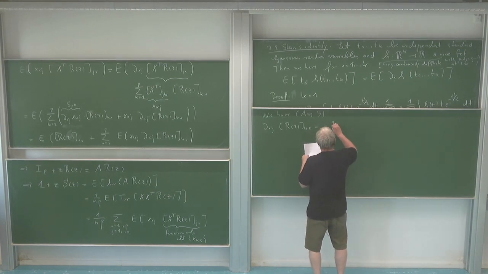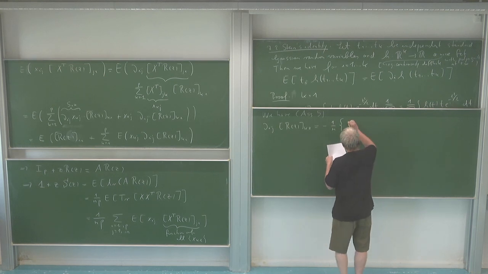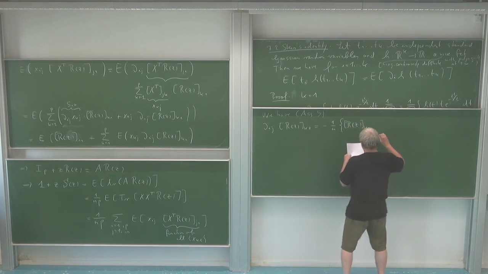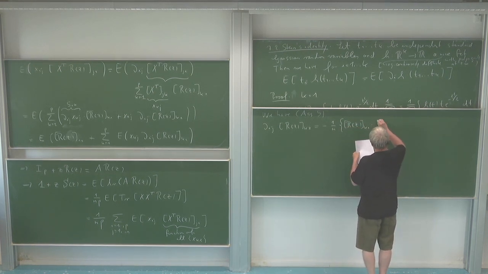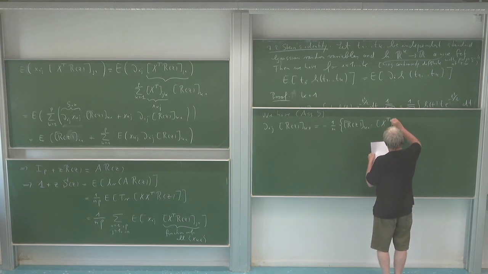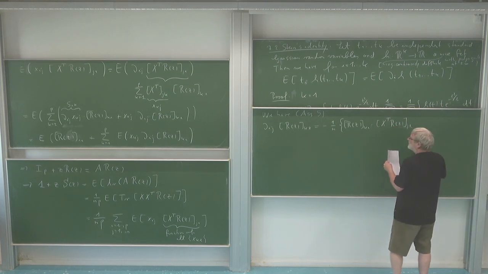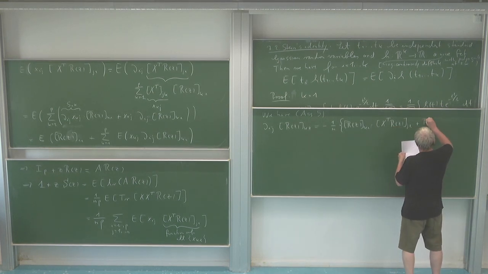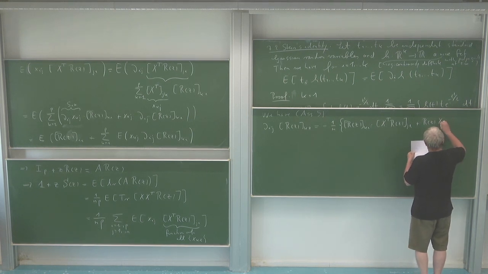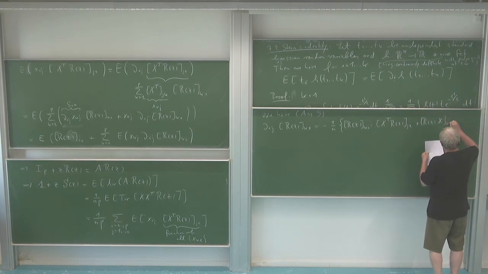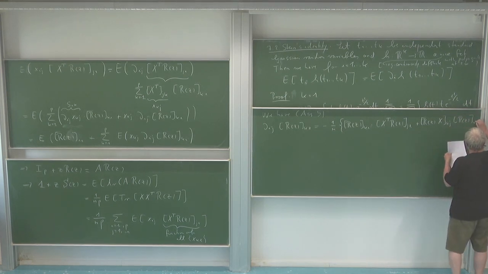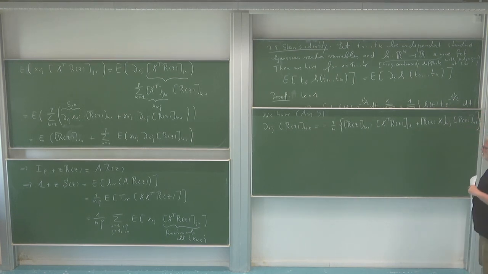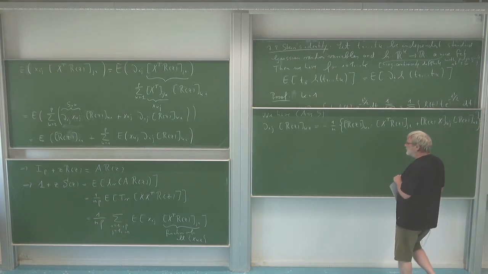So namely this is minus 1 over n times the resolvent of z, ki entry, times the x transpose r of z, jl entry, plus r of z times x, kj entry, and r of z, il. Okay, good. So that's what you are asked to prove in the assignment.